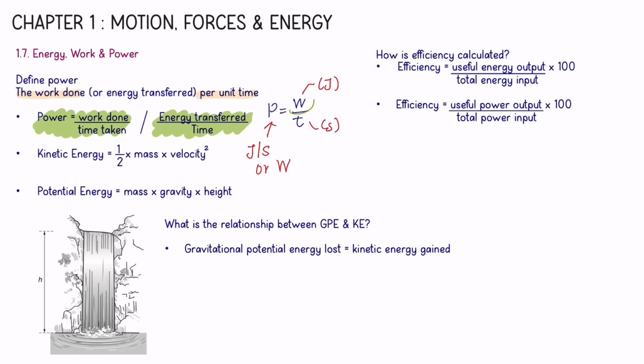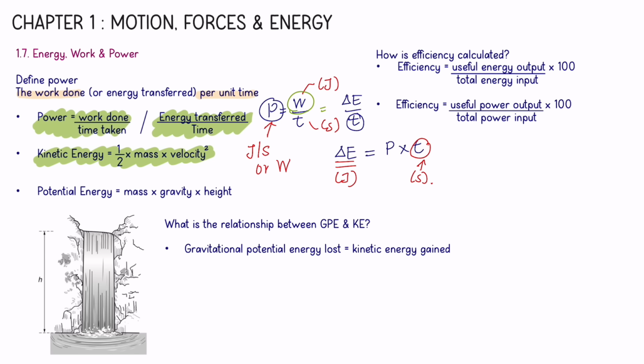If you're not given the work done, you could instead use the change of energy per unit time. Sometimes the question will ask you to calculate the energy, so you can just rearrange it by multiplying power with time. Just make sure that your time is always converted into seconds. And the unit for energy is joules. There are two types of energy that you have to pay attention to. The first one is kinetic energy, which is half mv square. And the second one is potential energy, which is mass times gravity times h.